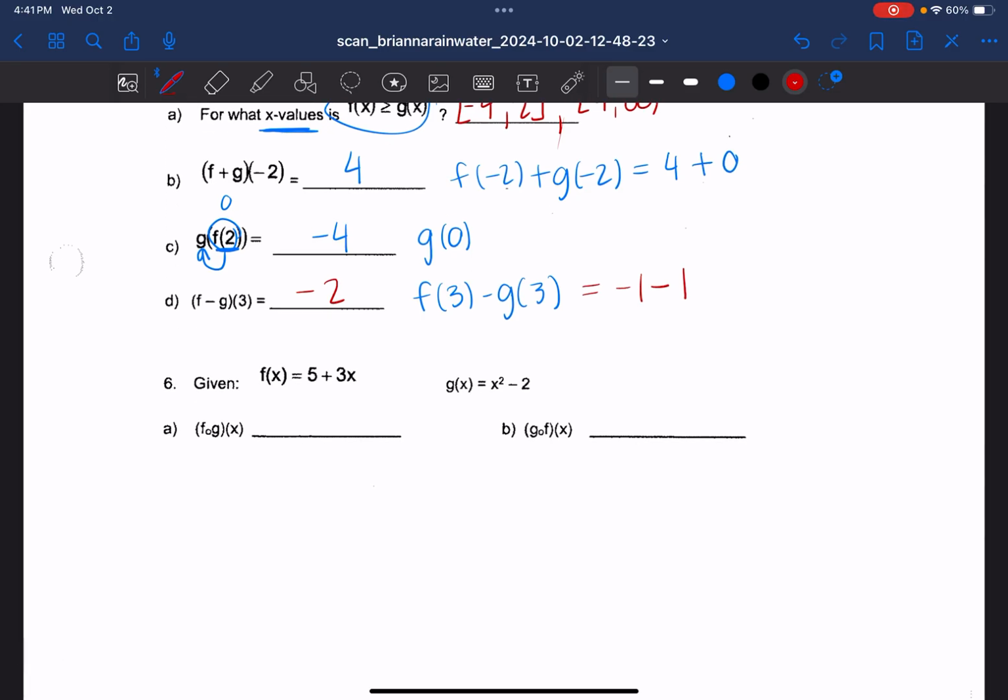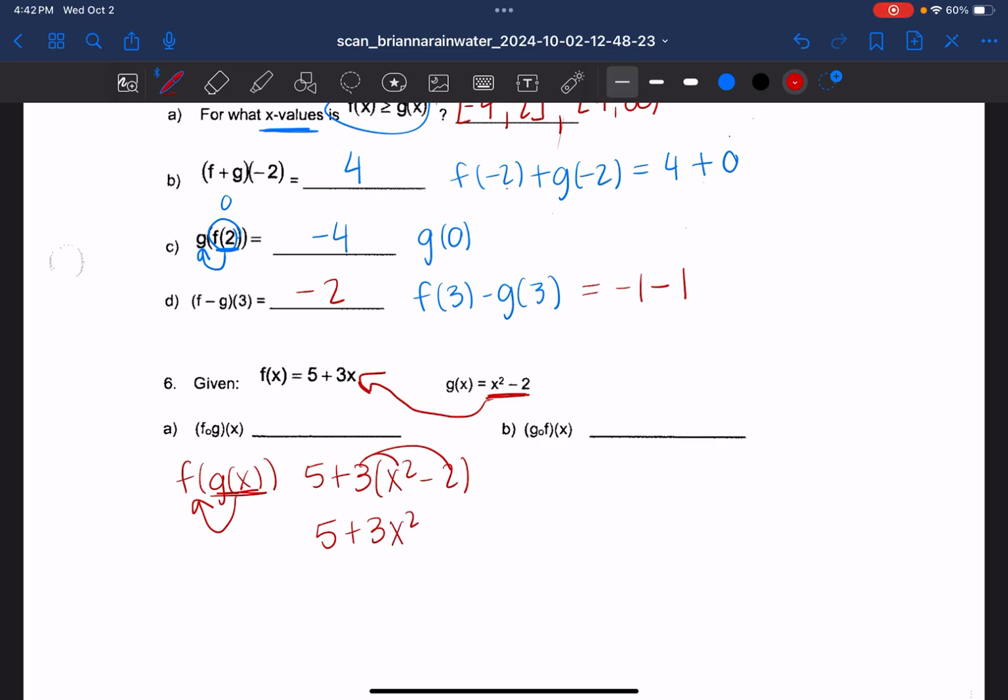All right, number 6. First, part A asks for f of g of x. This means take g, plug it into f. So I'm going to take this, and anywhere I see an x, go plug it in. So I'd have 5 plus 3 times, instead of x, x squared minus 2. So I would have 5, and I need to distribute that 3, so plus 3x squared minus 6. These are like terms, so I would combine those and be left with 3x squared minus 1.